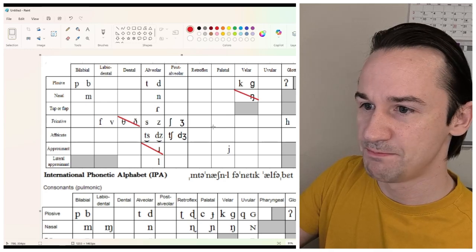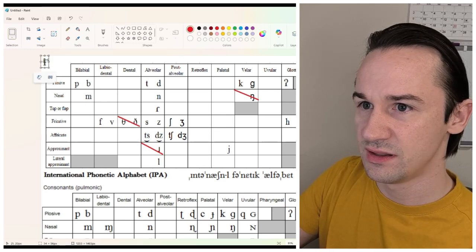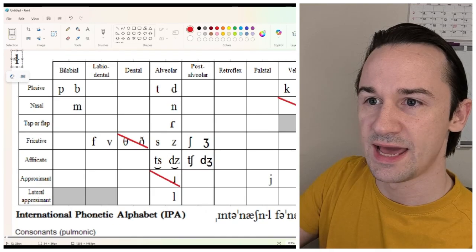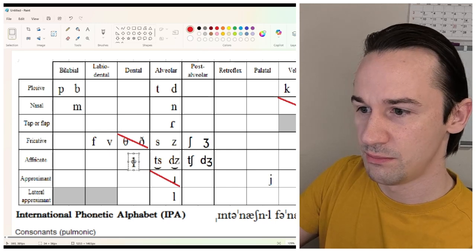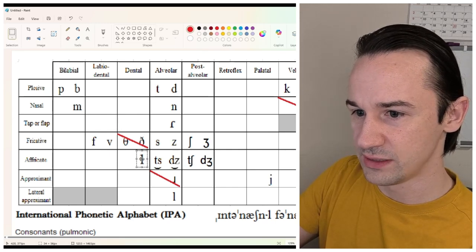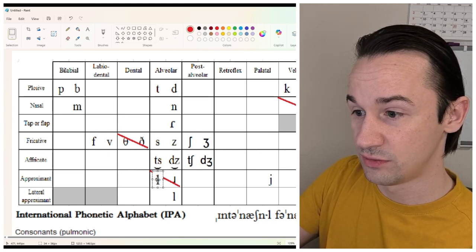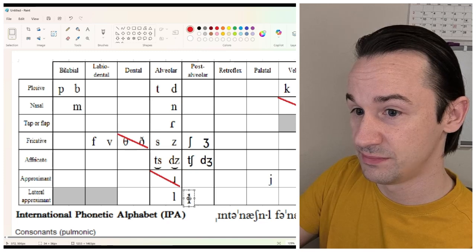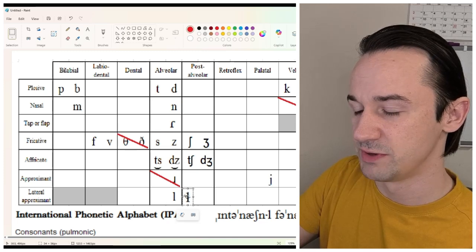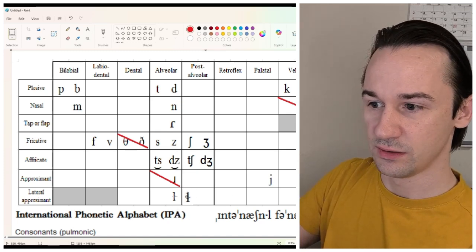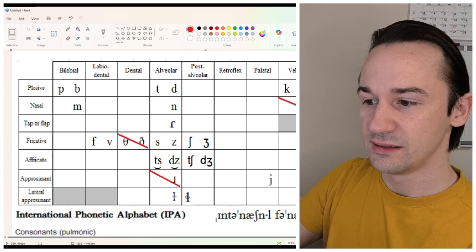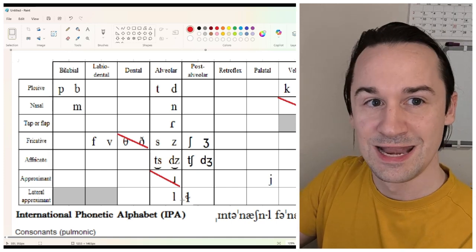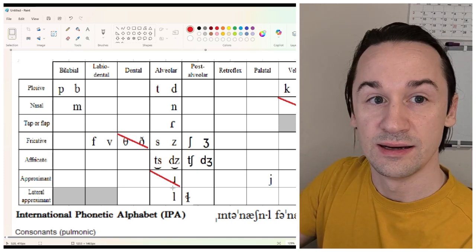I don't have a position for this on this chart. I would actually need to add in a whole other row. But for right now, I'm just gonna place it right. Well, actually, it's sort of like a lateral approximate, post-alveolar, but it's a fricative. We'll just put it right here, right now. It is next to the regular L. So I am gonna have a difference between the sound and the L sound.